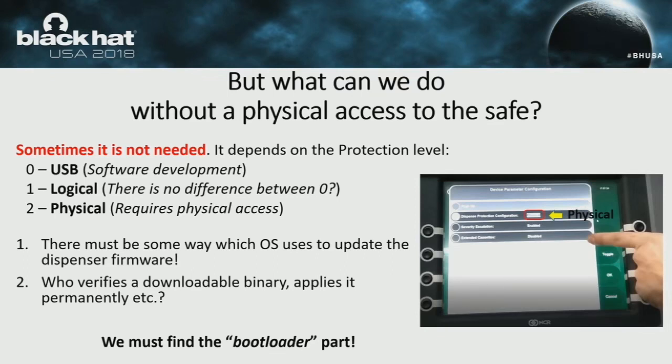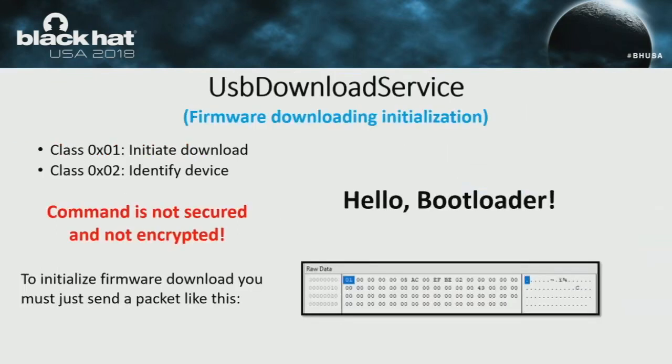Surely there is a way for the PC to download the firmware binary into the dispenser. Usually such things are called bootloaders, and we must find it. Sometime later, we found the service that is responsible for switching to the bootloader, and its name is USB download service. The only things that it does are switching into the bootloader and sending USB device information like vendor ID, product ID, and packet size to us. The most interesting fact is that commands of this operation don't require to be encrypted.